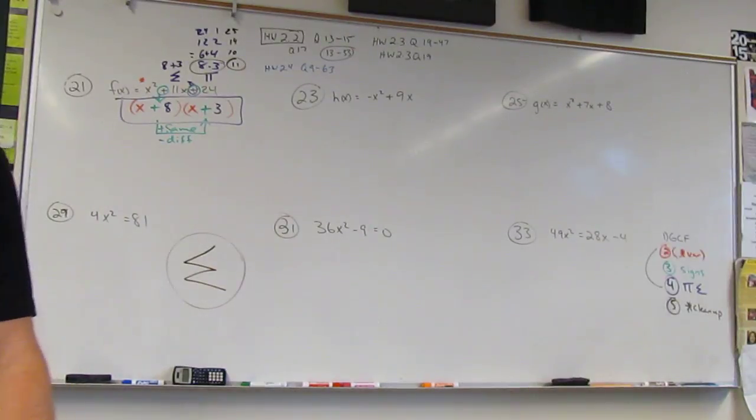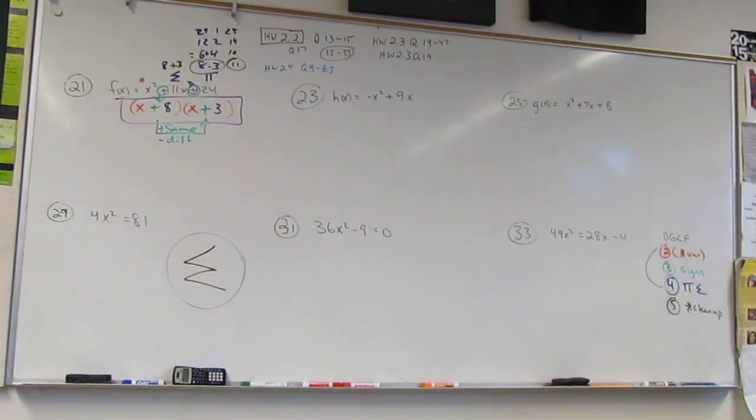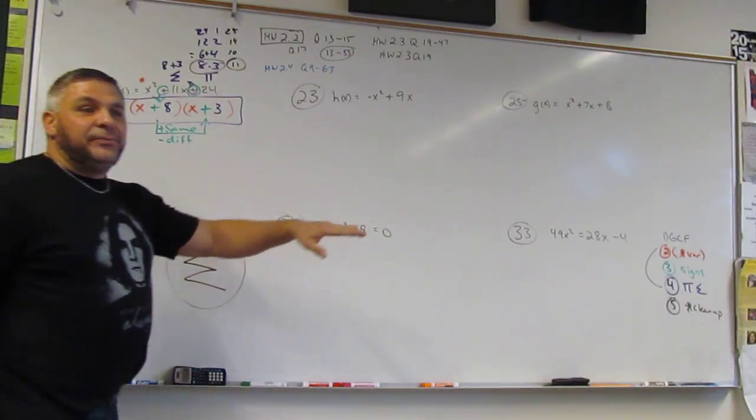What if there's none of them that adds to 11? Then it's not factorable. It's called prime. And you're just done. Okay? All right, next.